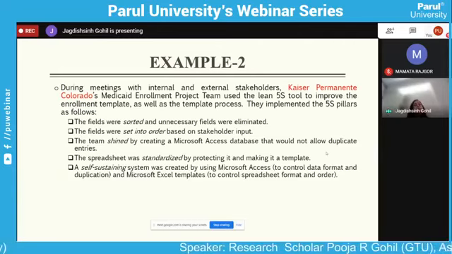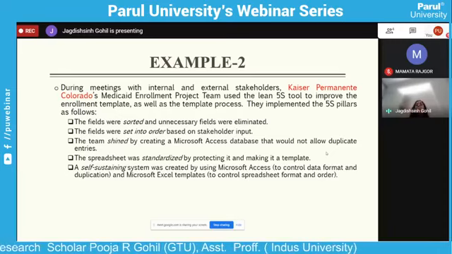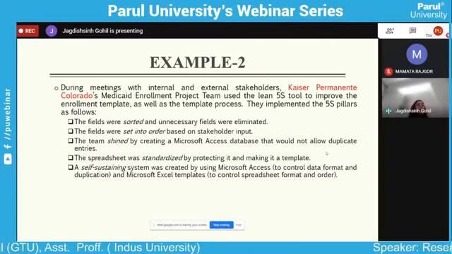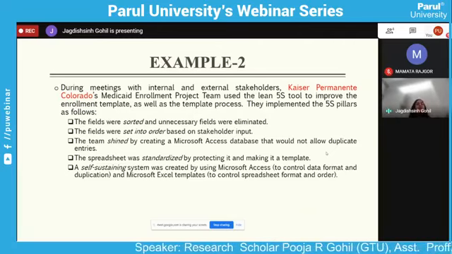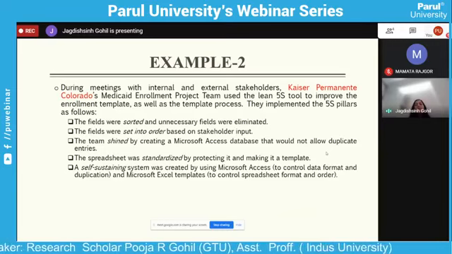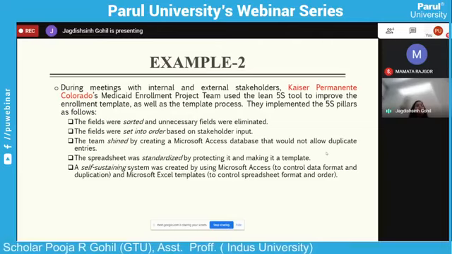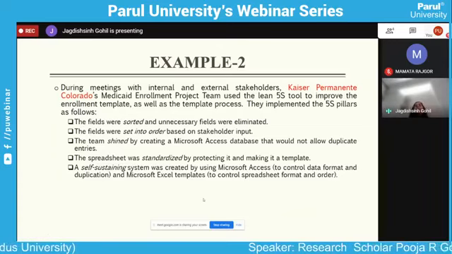Then using Excel, they standardized the template using a spreadsheet, and they protected it. The spreadsheet was standardized by protecting it and making it a fixed template. The last and important point was the self-sustaining system. Once they were done with the process and made a template, the next step was to make it a habit to follow this process. So they developed a self-sustaining system using Microsoft Access that helps control the data format as well as duplication. Whenever we are preparing a format, we should keep in mind that none of the items or labels are repeated. So keeping this in mind, they created one standard template and started using it. This is a small example of how you can use 5S.